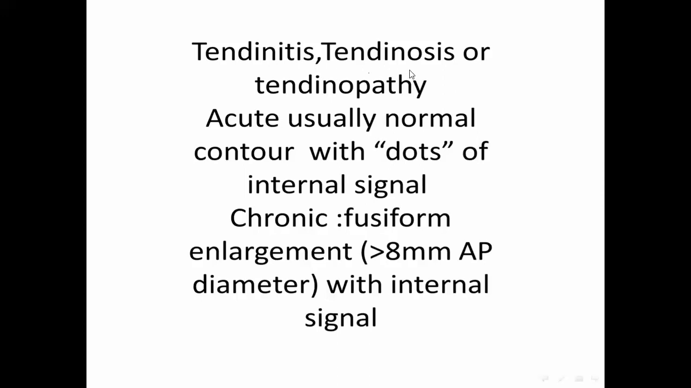Tendinitis, tendinosis, tendinopathy, all are acute with dots of internal signal. And if chronic, it results in fusiform enlargement with internal signal. So the word tendinitis or tendinosis or tendinopathy of the Achilles tendon all indicate something acute. The contour is normal, but there are some dots of internal signal. The difference between acute and the chronic is fusiform enlargement.